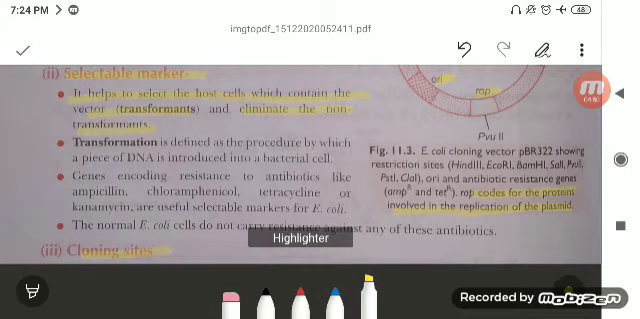The genes encoding resistance to antibiotics, that is ampicillin, chloramphenicol, tetracycline or kanamycin, are used as selectable markers to select whether the host cell contains the recombinant or non-recombinant, that is transformed or non-transformed, vector. Normal E. coli do not carry resistance against any of these antibiotics.